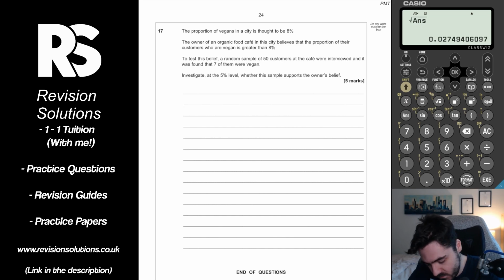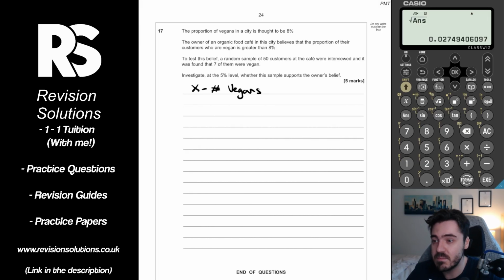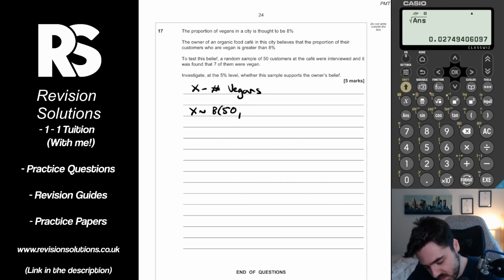So first we need to define a random variable. Let's say x is the number of vegans. If we're assuming that 8%, we're going to test against that. Our distribution would be a binomial, and then he's taking a sample of 50, and the probability of anyone being a vegan, assuming 8%, would be 0.08.